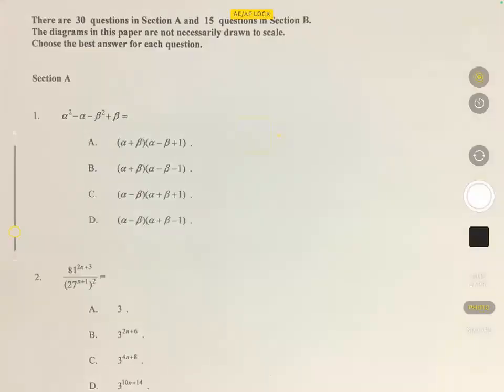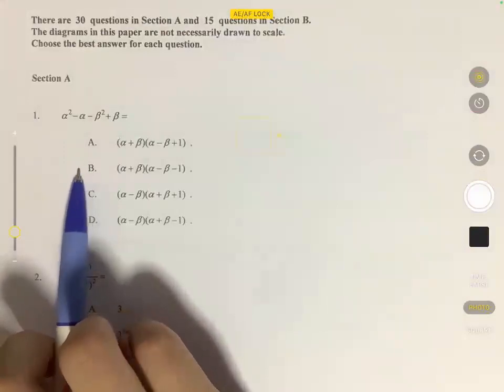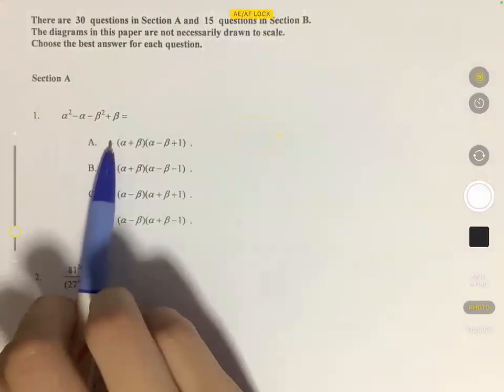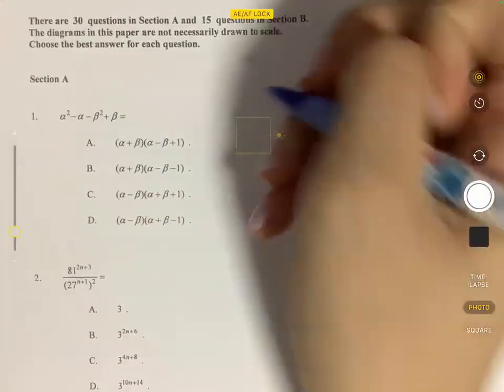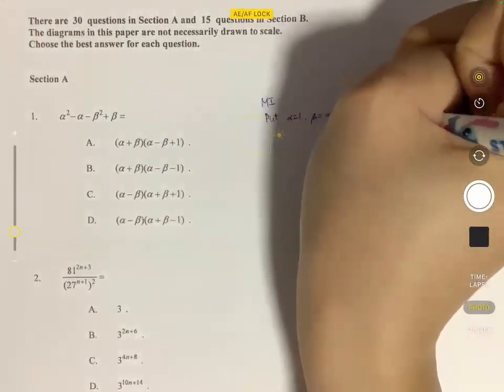So let's have a look at question 1. Question 1 is a factorization problem. Method 1 is that we can always just substitute different numbers for alpha and beta. For example, method 1 will be like this. We put alpha is 1 and beta is 2.